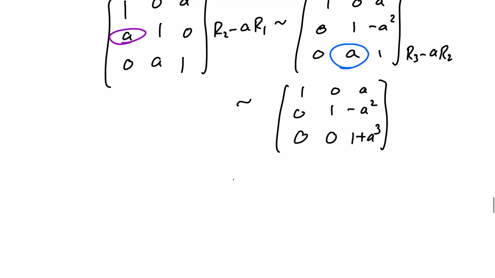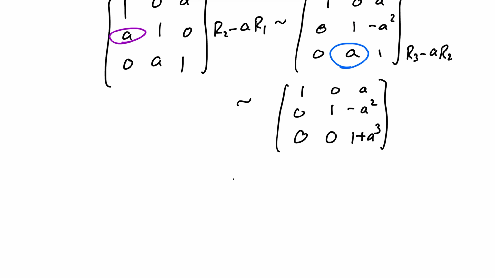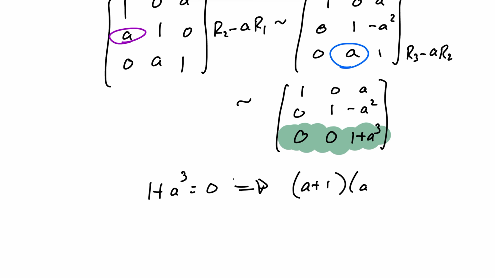When I go ahead and take row 3 minus A times row 2, it's going to be 1, 2 minuses become positive, plus A cubed. So I have this expression here. Right away you'll notice that for me to get a 0 here, I would need 1 plus A cubed to equal 0, which implies this is the sum of cubes formula. So this breaks up into A plus 1, A squared plus A plus 1.